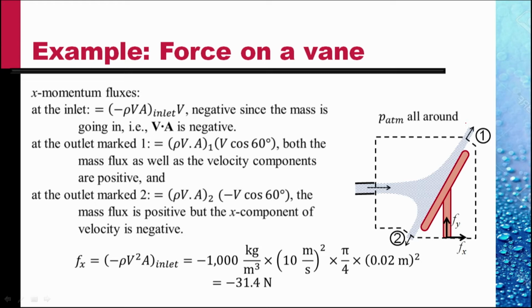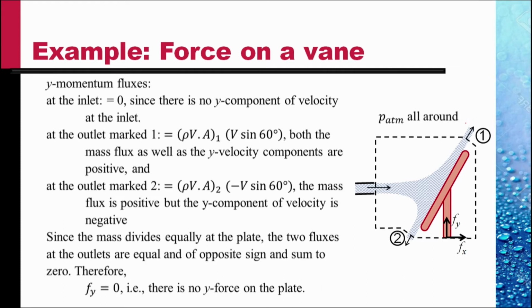So the force that we need to apply to hold this in place would be in the negative direction of 31.4 Newton. We have to hold the vane back. It will tend to move in the direction of the jet, so we'll have to hold it back. Let's do the y momentum equation again. At the inlet, the y momentum is 0 because there is no component of y velocity there.